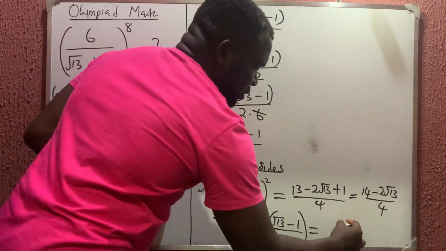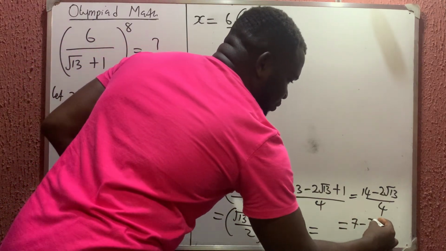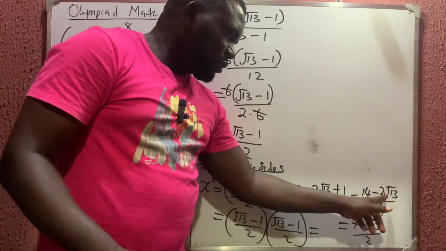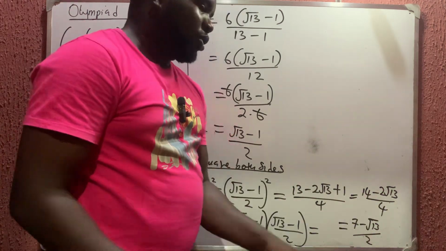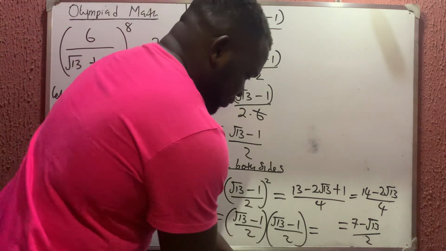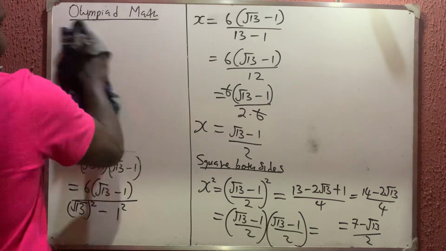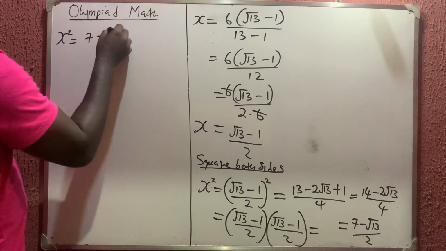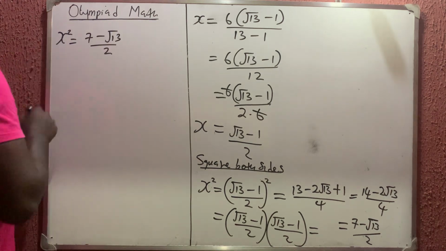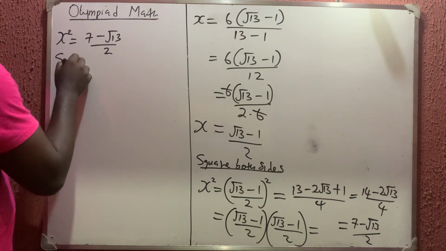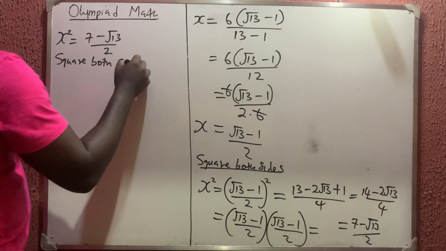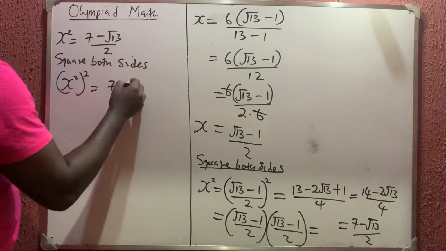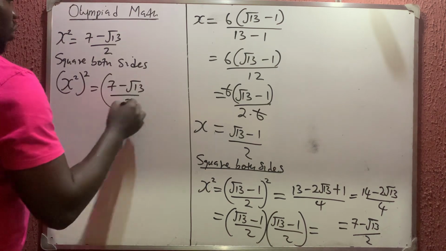So 2 can divide everywhere, and I'm left with 7 minus root 13 over 2. That is my x squared. So we keep moving. I've gotten that x squared is equal to 7 minus root 13 over 2. Let me square this again and see what happens. Squaring both sides, x squared all squared gives me 7 minus root 13 over 2 all squared.